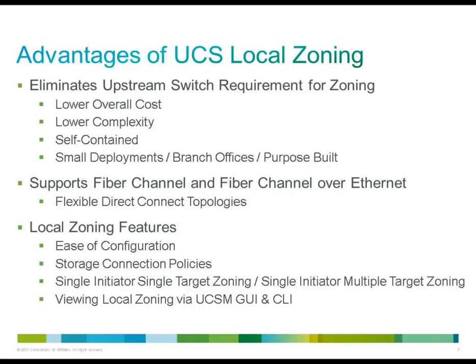Second, UCS local zoning and the corresponding UCS direct connect storage features support both Fibre Channel and Fibre Channel over Ethernet connectivity, providing the advantage of flexible direct connect topologies. And last, the advantages of the local zoning features themselves, which we'll be reviewing in this video, including the ease of configuration, storage connection policies, single initiator, single target zoning, and single initiator, multiple target zoning, and the ability to view local zoning configurations both in the UCSM GUI and directly on the Fabric Interconnects via the CLI.